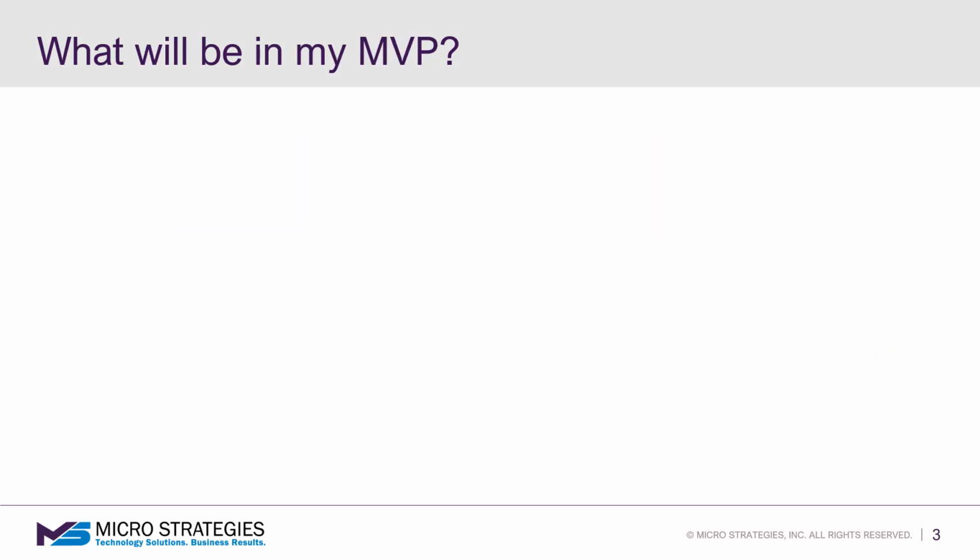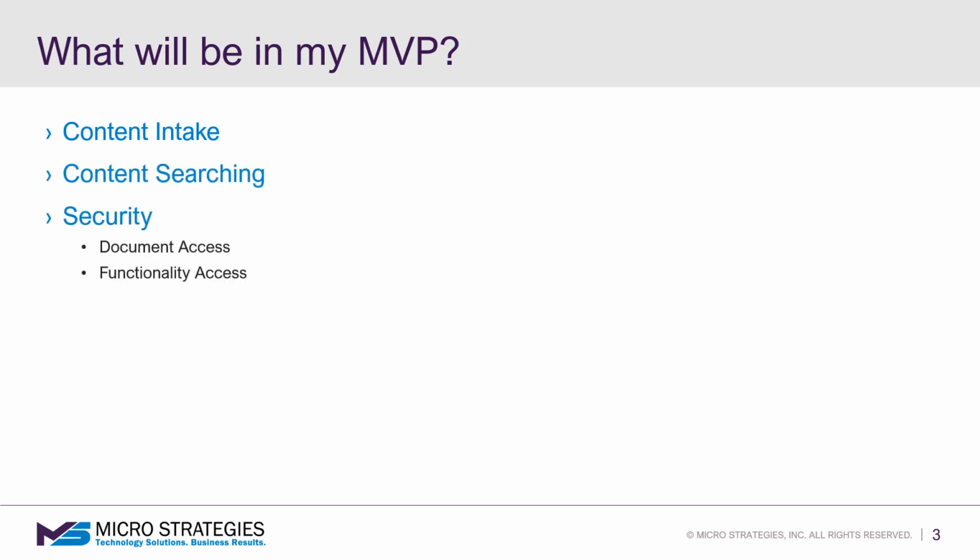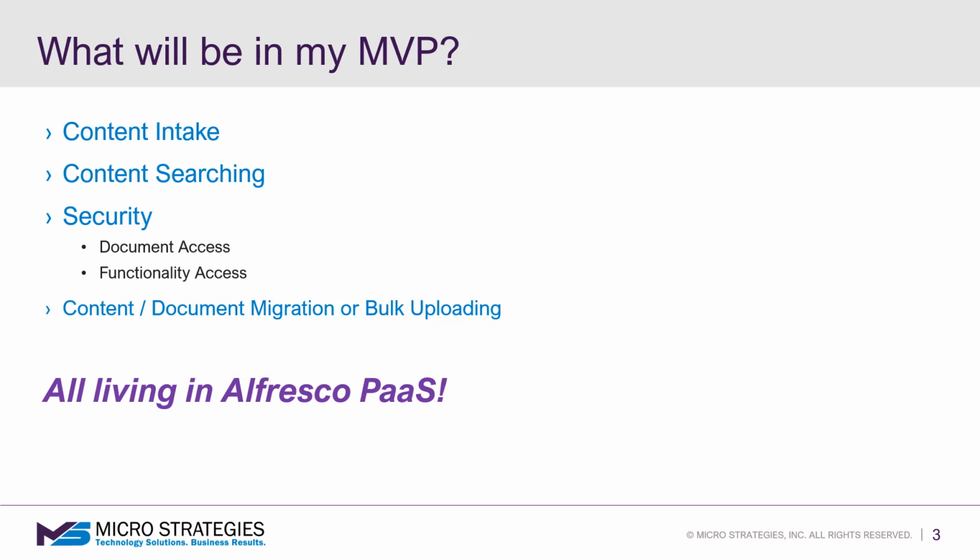Now, we talk about this being an MVP. Let's talk about what's in this MVP. Content intake, content searching, security, not just document access, but controlling functionality access based on group membership. Also, content migration, getting your content into the repository. And again, all this is living in the Alfresco PaaS.